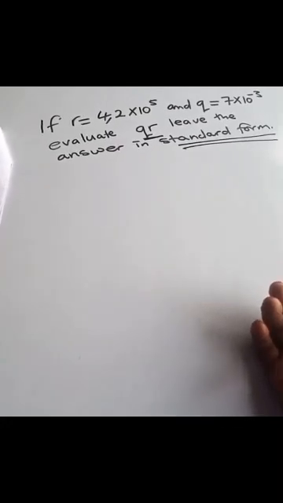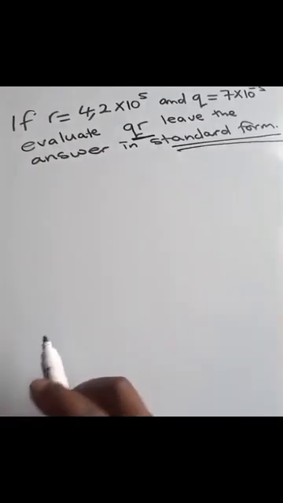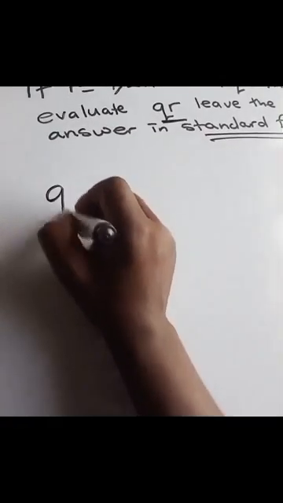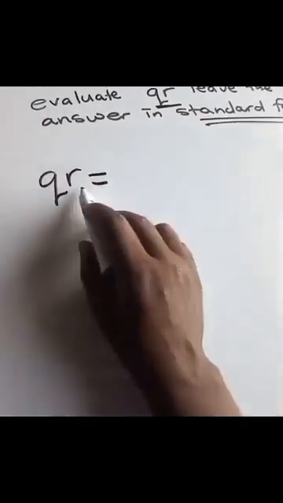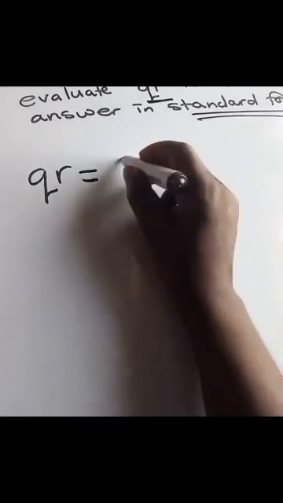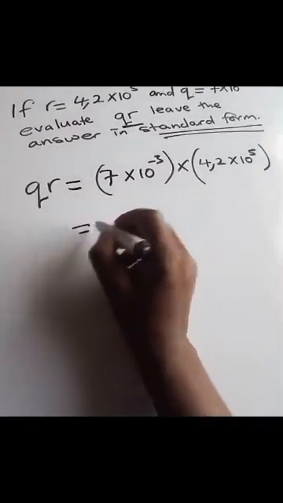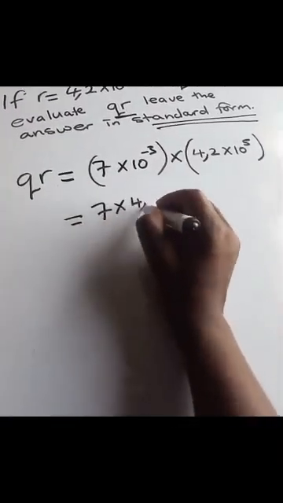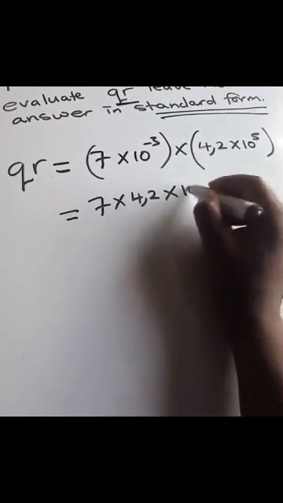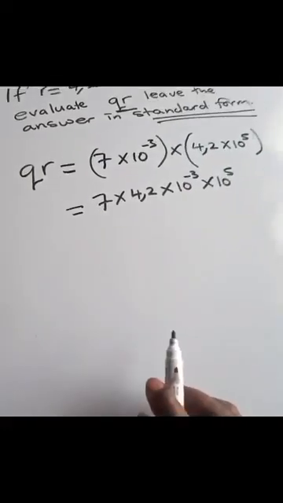So how do we answer this question? We are going to say QR is equal to. The value of Q is 7 times 10 to the power of negative 3 in brackets. Then multiply by the value of R, we have 4,2 times 10 to the power of 5, like this. So what we are going to do next, we are going to say 7 multiplied by 4,2 times 10 to the power of negative 3 times 10 to the power of 5, like this. That is what we are going to do.